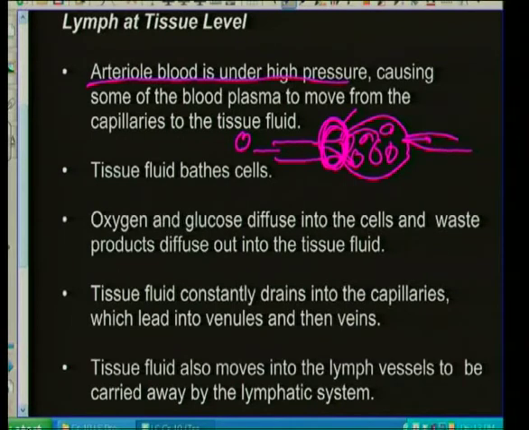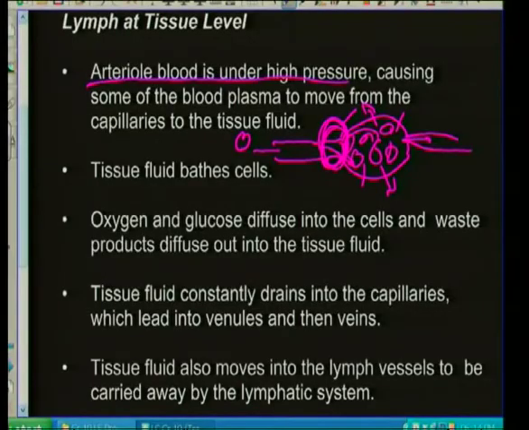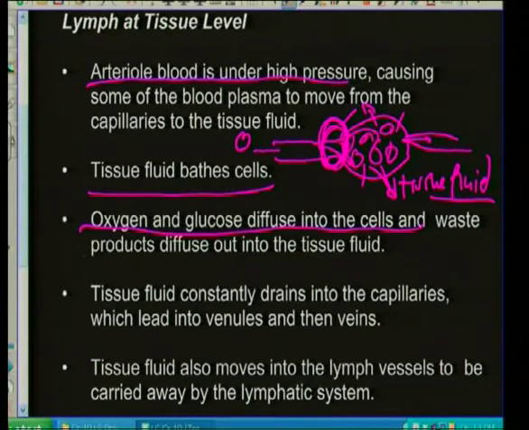So some of the fluid, not blood, filters out here. And this fluid is called tissue fluid. And the tissue fluid bathes the cell. This is how we get tissue fluid, by the way. And obviously oxygen and glucose, etc., can diffuse into the tissue fluid, and waste products can diffuse back into the blood. So oxygen and glucose diffuse into the cells, and waste products diffuse out into the tissue fluid.